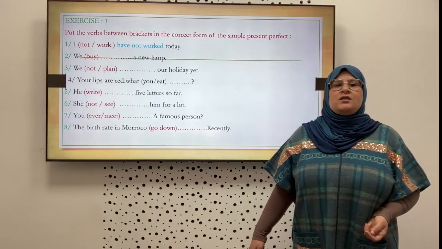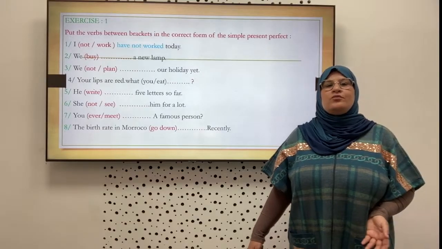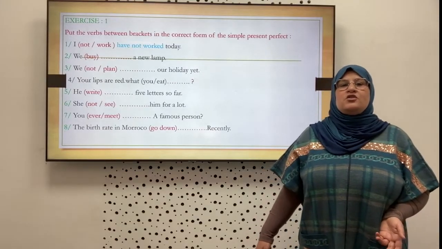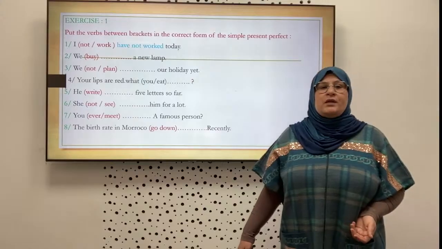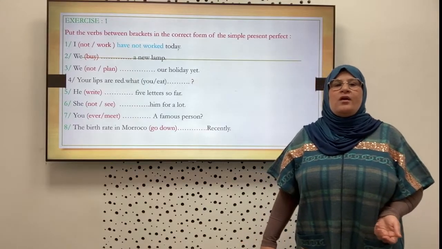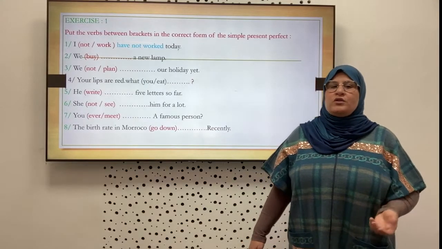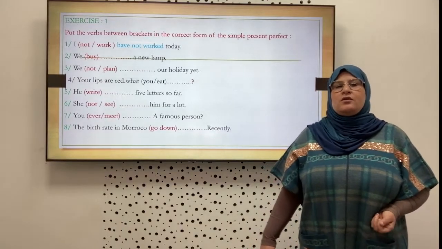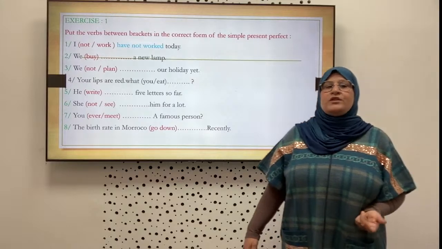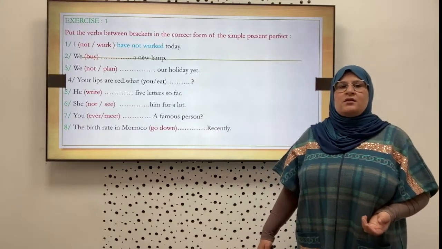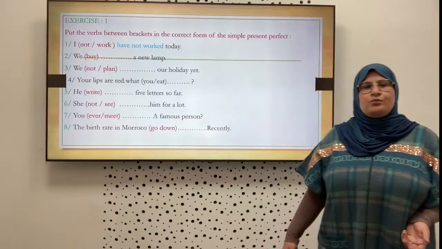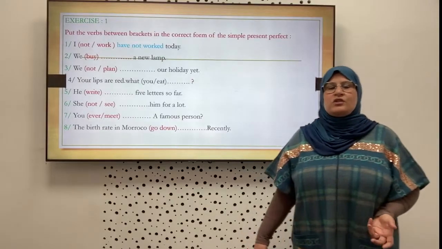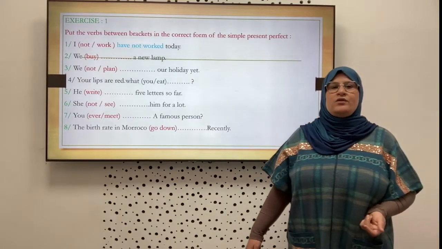Example number 6, she not see him for a lot. So we can say that she hasn't seen him for a lot. Example number 7, you ever meet a famous person. Also, this is an interrogative form. We ask a question. We use the signal word ever. So we can say, have you ever met a famous person? We can give short answers: yes I have, or no I haven't.